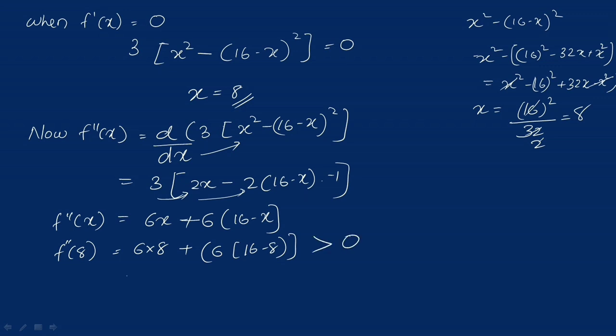Now if we are applying the value of x as 8, f double dash of 8 can be written as 6 into 8 plus 6 into 16 minus 8. So if we solve that, we will be getting a positive value. That means it is minimum at x.